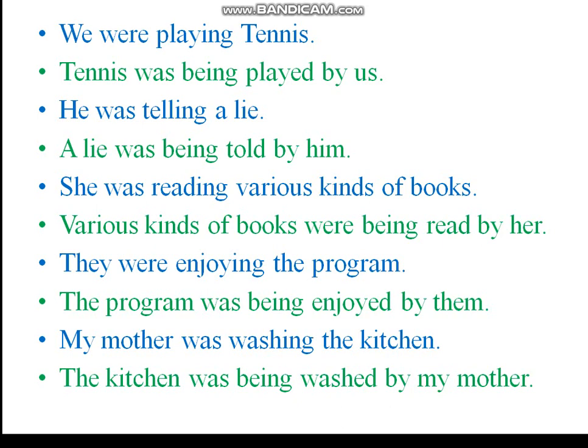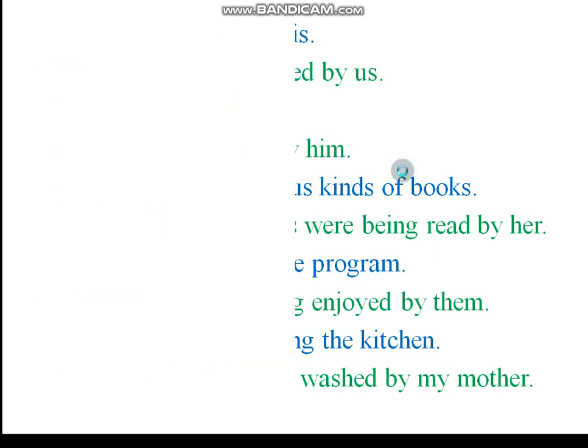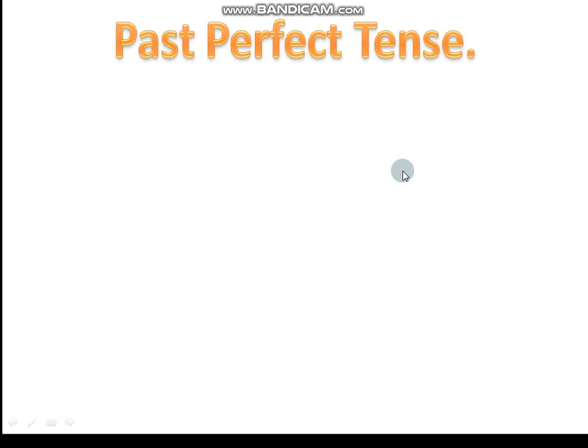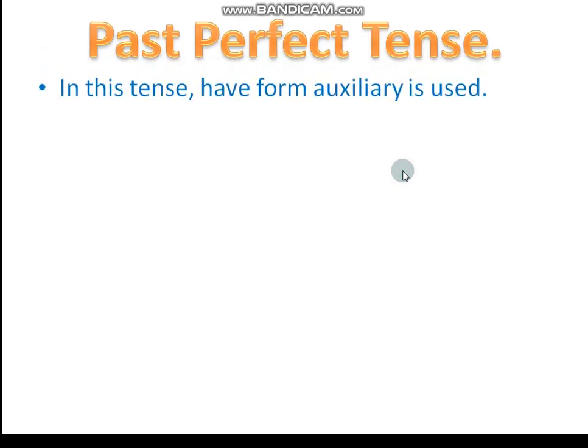Okay dear students, you have taken a glance at all the answers of the last questions I asked you. Next, moving on to the topic, that is past perfect tense. Past perfect tense shows an action which is completed in the past. In this tense, we are using have-form auxiliary, whereas in the past continuous, we were using be-form auxiliary, was and were. Here we have to use have-form.